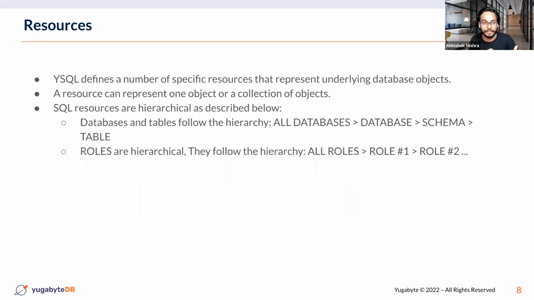So YSQL, which is a custom query language as well, defines a number of specific resources that represent the underlying objects. The hierarchy goes from database to schema and then the table. And as I mentioned earlier, the roles are also hierarchical here. So if you create one role to access one database object, and you derive another role from the previous role, it will go downwards. So basically, it will work like an inheritance.